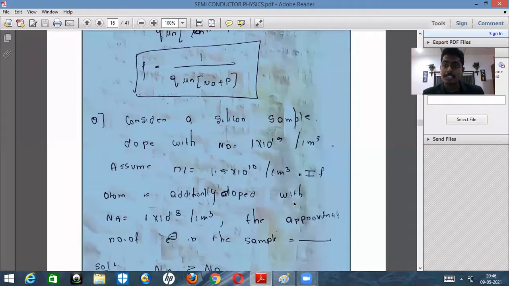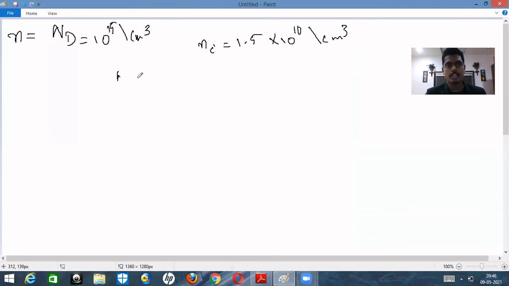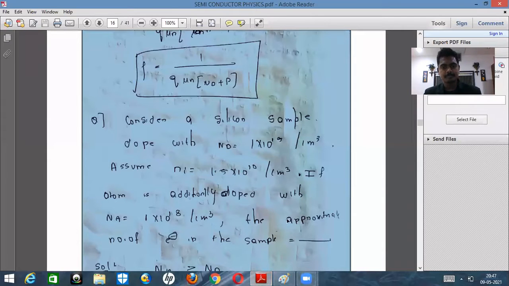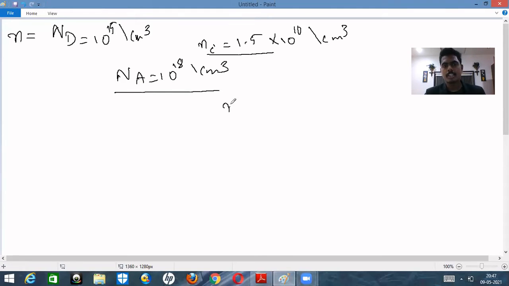Here this point is very, very important. If an atom is additionally doped with Na, here we have also provided Na equal to 10 power 18 per centimeter cube. So there is an intrinsic semiconductor with this intrinsic concentration, and it is doped with this donor concentration, and along with it acceptor impurities are also doped, whose concentration is 10 power 18 per centimeter cube. Now the approximate number of electrons in the sample is dash. You are asked to find the number of electrons.